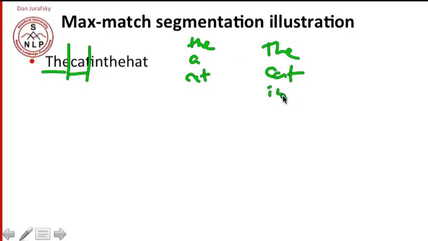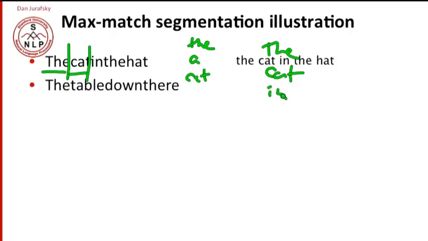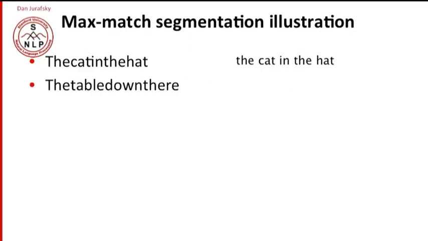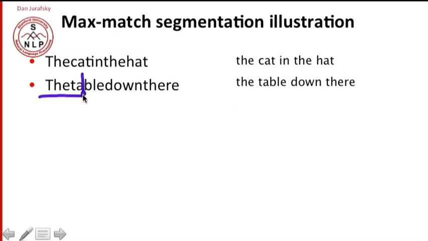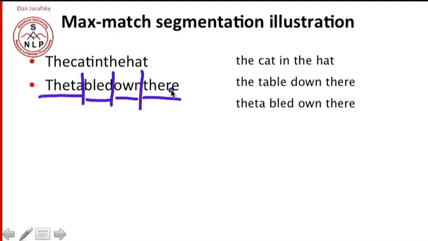How about the phrase the table down there? We take the spaces out of the table down there. What's our max match segmentation algorithm going to do with the table down there? Think a little for yourself. You may think that what it's going to do is produce the table down there, but there's a problem. English has a lot of long words. English has the word theta, for the variable, and so instead of the table down there, we're going to get theta, bled, own, there. So we're going to get theta, bled, own there.